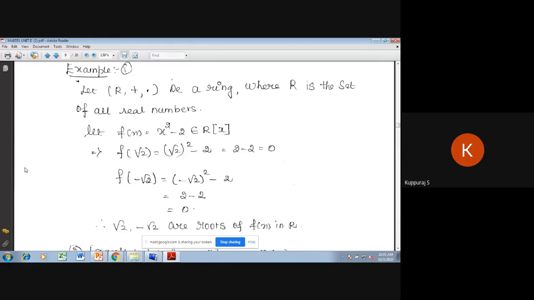Root 2 the whole square minus 2, 2 minus 2, 0. Then replacing x by minus square root of 2, minus square root of 2 the whole square minus 2 becomes plus 2, 2 minus 2, 0. So here plus or minus root 2 are the roots of the given polynomial x square minus 2, and plus or minus root 2 belongs to the set of all reals.